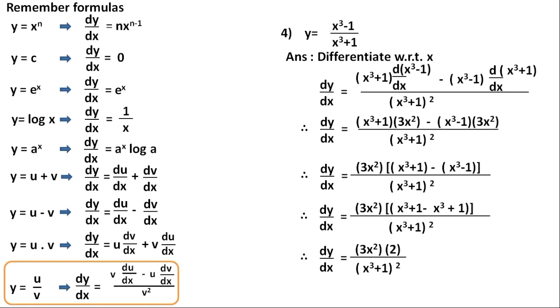Therefore, dy upon dx is equal to 6x square divided by x raised to 3 plus 1 whole square. This is your final answer. Right? Therefore, you must remember all these formulae. Then only you can solve the questions on differential equation. Okay.